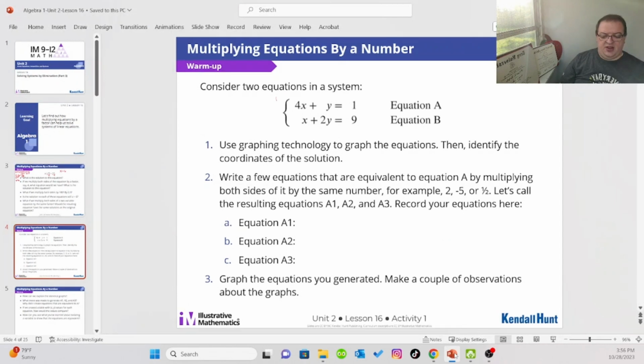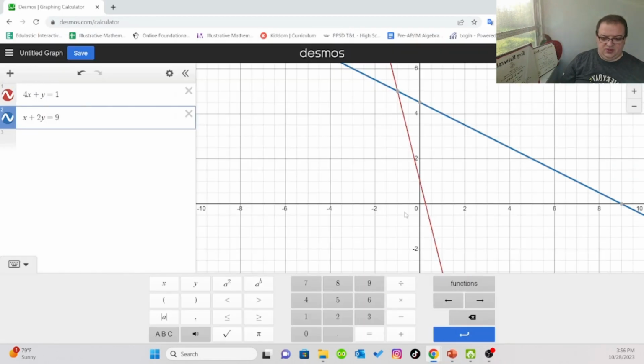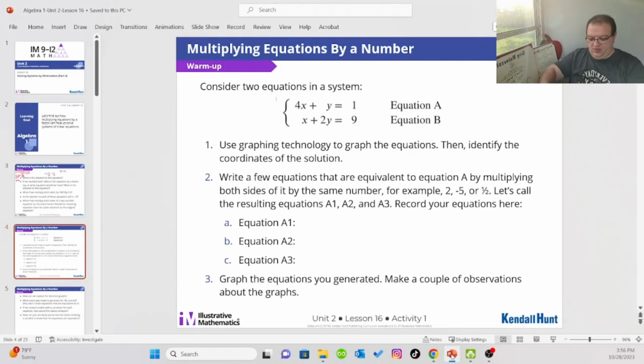Then identify the coordinates of the solution. Well, that would be this point here where they intersect. And we see that our coordinate would be -1, 5. So we can go ahead and write that up here: -1, 5. Write a few equations that are equivalent to equation A by multiplying both sides of it by the same number. For example, 2, -5, or 1/2.